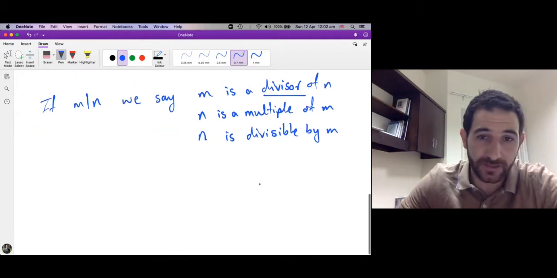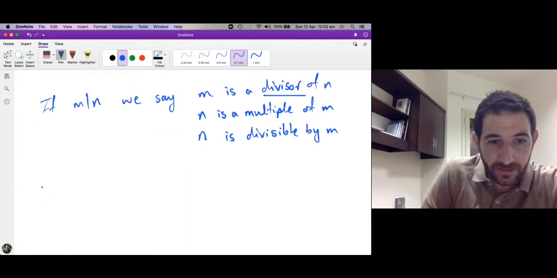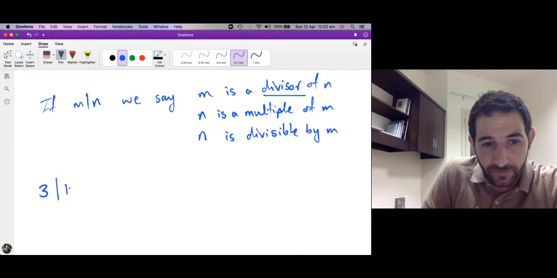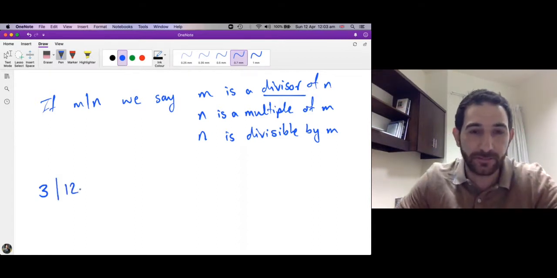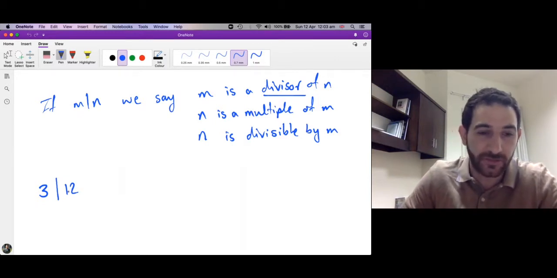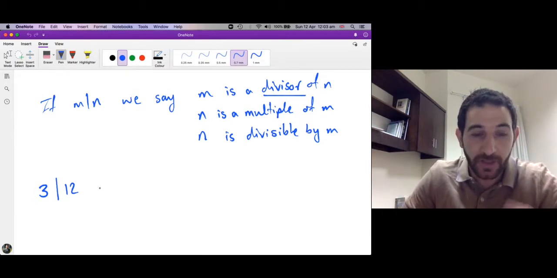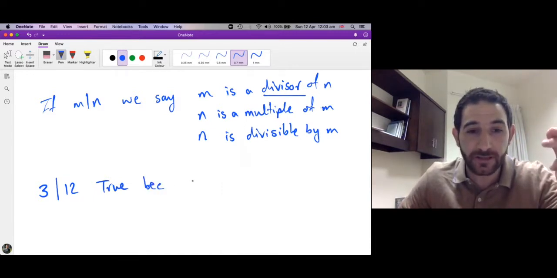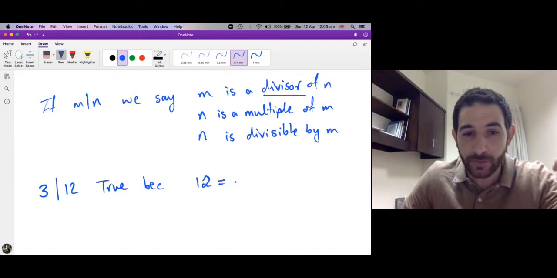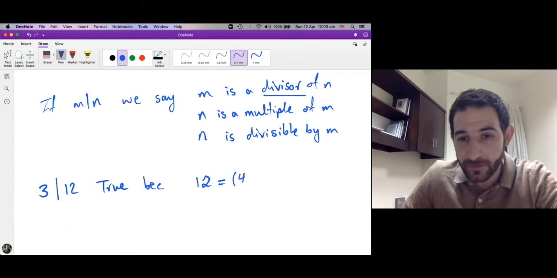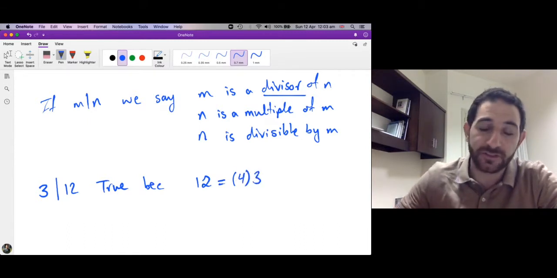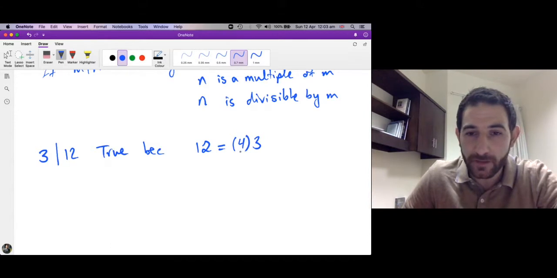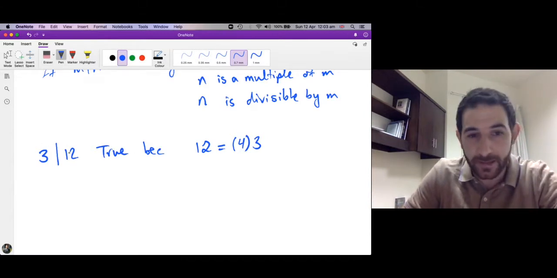Let's take some examples. Let's start with this: 3 divides 12. Notice this divisibility statement is a proposition, a statement which is either true or false. This statement says that 3 divides 12. This is true, because we can find an integer k such that n, which is 12 here, is equal to k times 3, and k here is 4. Since we managed to find 4 such that multiplying it by m gives n, this is a true statement.